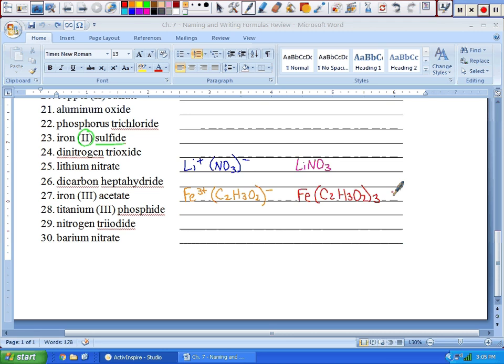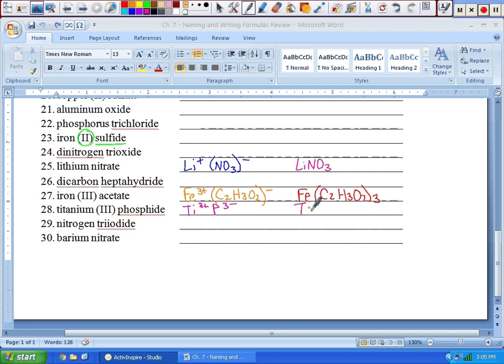All right. Titanium is Ti 3 plus. Phosphorus. Don't miss this one. What is phosphorus's charge, and how do you know? What group is it in? Group 15. What's all 15s? 3 negative. So what happens to your charges? They cancel, which leaves you with TiP. Leaves you with a tip.